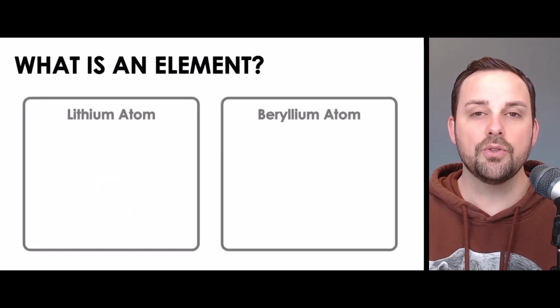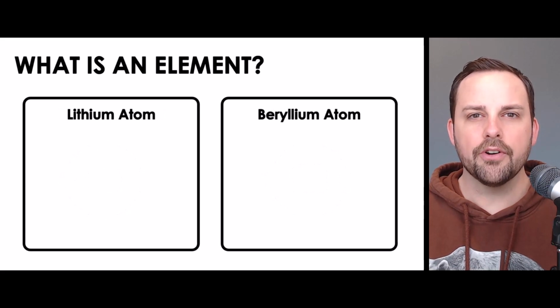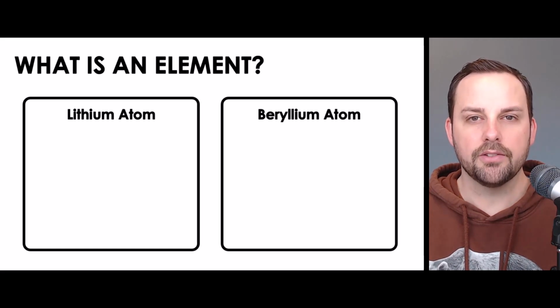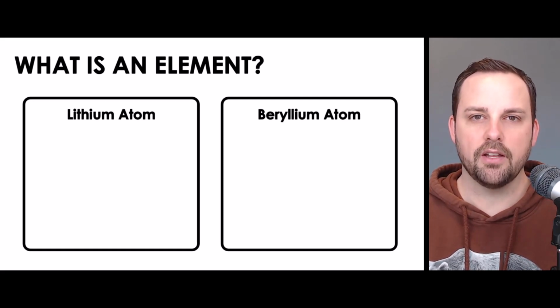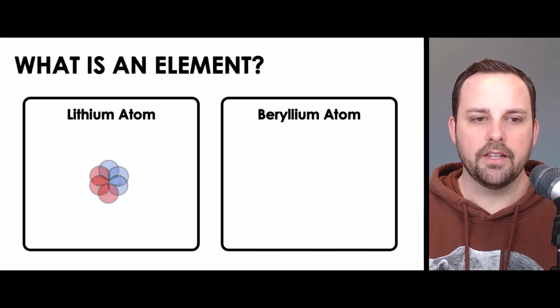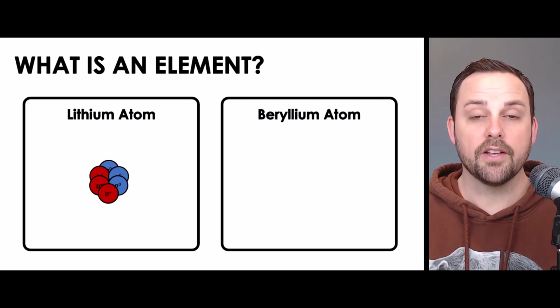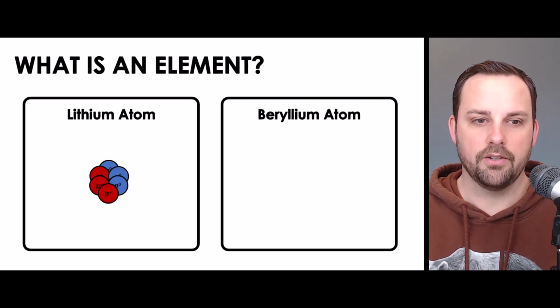Now let's draw 2 more elements. The third element is lithium. Lithium, you probably guessed, has 3 protons in the nucleus, and most of the time it also has 3 neutrons in the nucleus, and it'll have 3 electrons outside of the nucleus in the electron shells. So let's draw that. Lithium has 3 protons, which we've drawn here in the nucleus, as well as 3 neutrons, also drawn here in the nucleus.